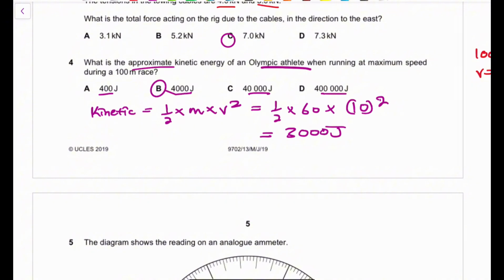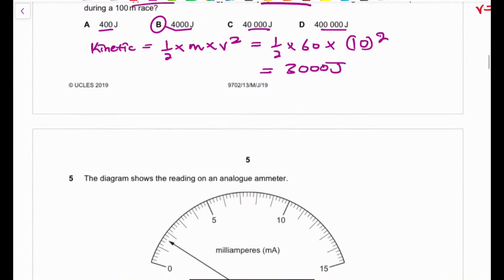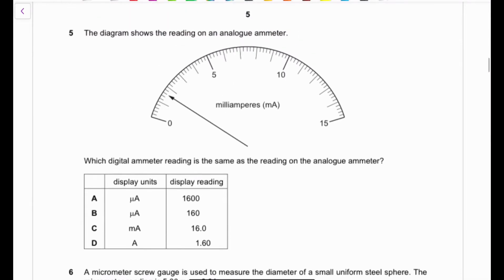So that's the thing about estimates, just try to get an answer that is as close as possible. Very important. I'll move to question number 5. We've been given the diagram showing the reading on an analog ammeter. So we've been asked which digital ammeter reading is the same as the reading on the analog ammeter.